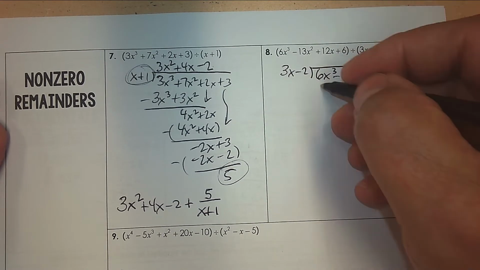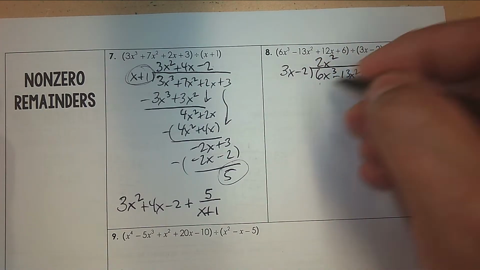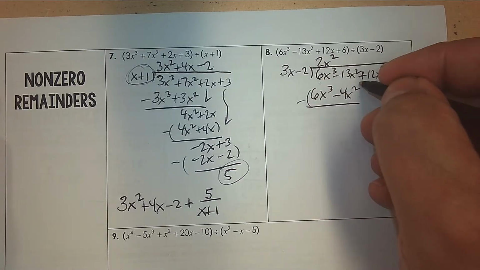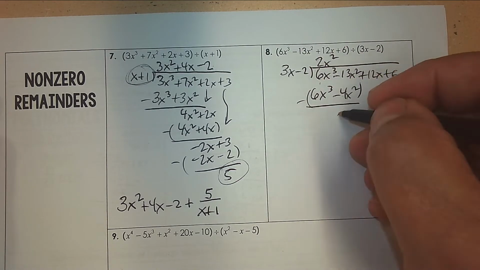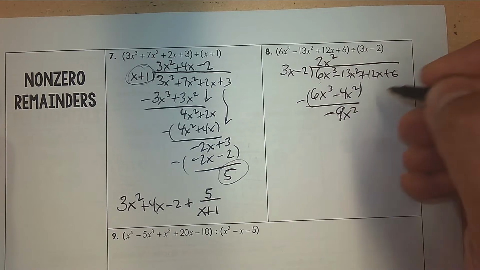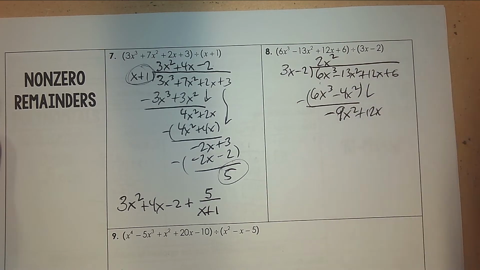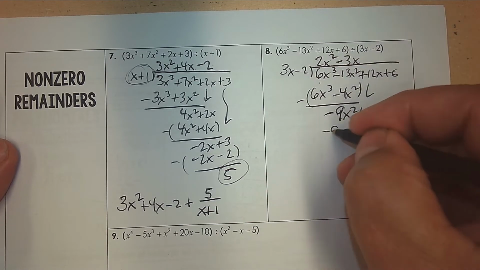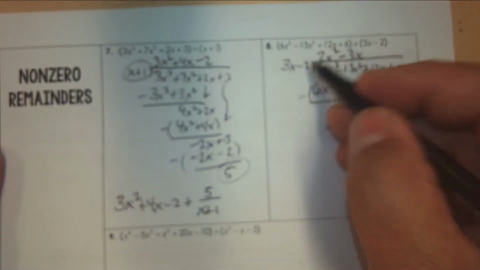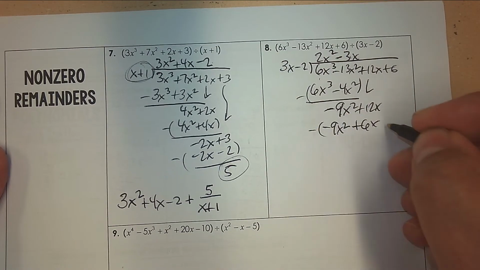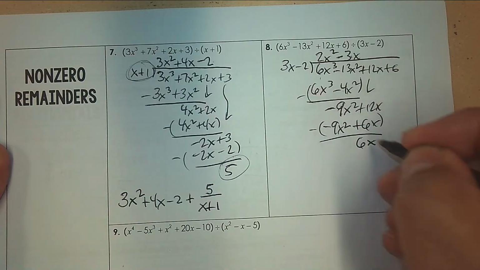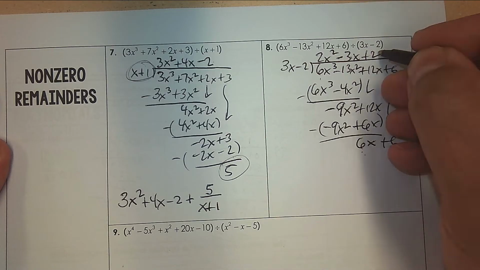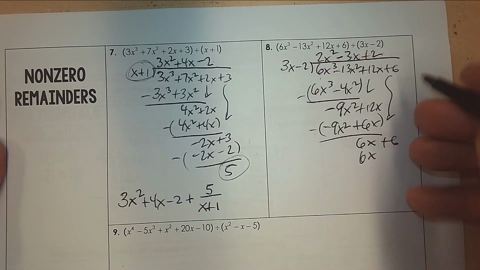So 6 divided by 3 is 2x squared. Get the remainder. Remember, when you subtract a negative, you're adding, so it's going to be negative 9. Negative 9 divided by 3 is negative 3x. Negative 3 times negative 2 is positive 6. So 12 take away 6 is 6. 6 divided by 3 is 2. So 2 times 3 again is 6x. 2 times negative 2 is negative 4.